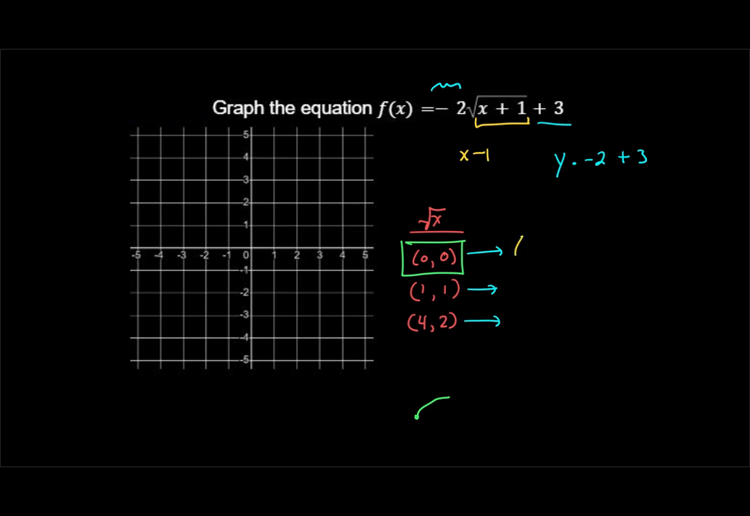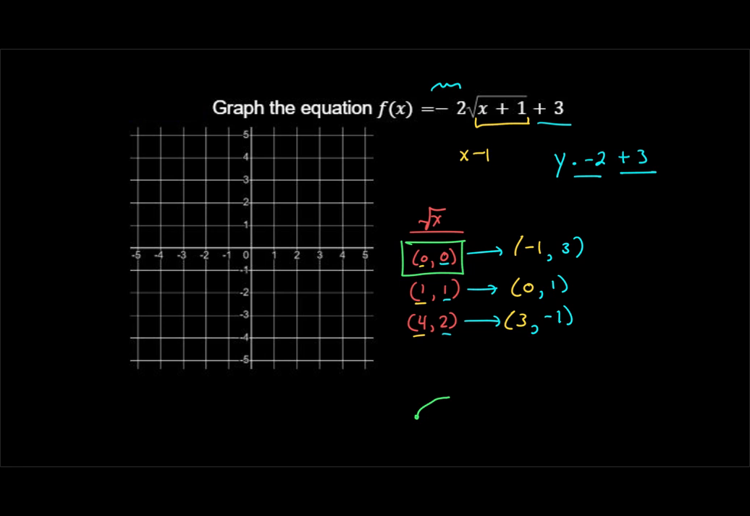So what are the transformations? We're going to subtract -1 from x, so 0 minus 1 is -1, 1 minus 1 is 0, and 4 minus 1 is 3. And then for the y transformations, we're multiplying by -2 and then adding 3. 0 times -2 is 0, plus 3 is 3. 1 times -2 is -2, plus 3 is 1. And 2 times -2 is -4, plus 3 is -1.